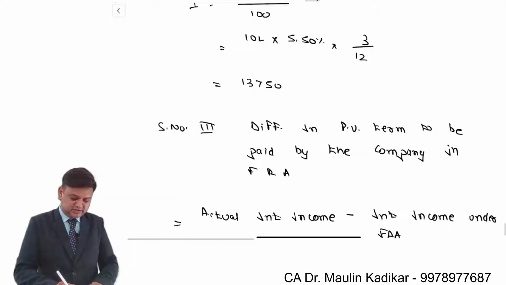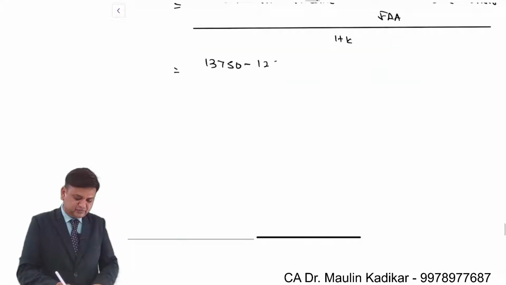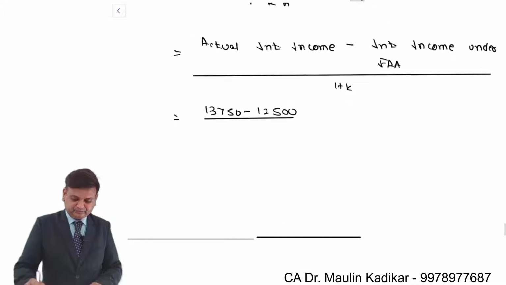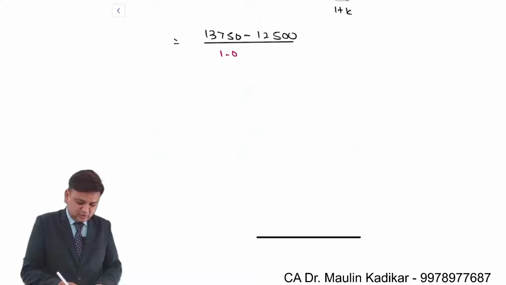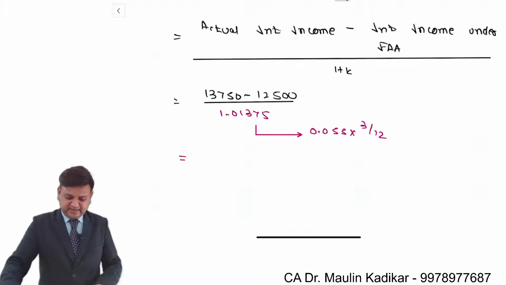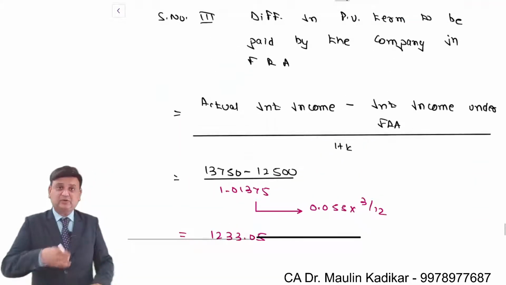So we understand that the actual interest income is 13,750. It is more by, that is minus 12,500. So the difference is the amount by which it is more. And it will be discounted in present value term using the actual rate of interest, that is 5.5%. That comes to 1.01375. So over here 0.055 into 3 divided by 12. This is what we understand. So 13,750 minus 12,500 upon 1.01375. So 1,233.05. So this is the amount that you are required to pay.